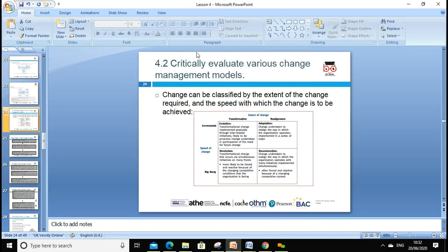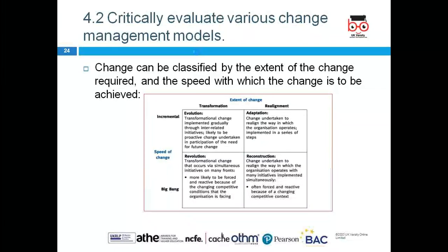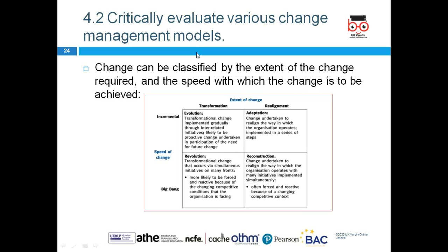Next, now we're looking at 0.2, critically evaluate various change management models, which we discussed: freeze, unfreeze, and change. We discussed Lewin's force field model as well. Further, we look at different models. So change can be classified by the extent of change required and speed. If you want transformation, or this is the incremental change.